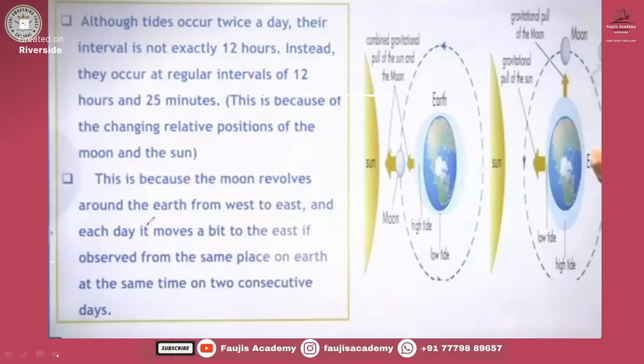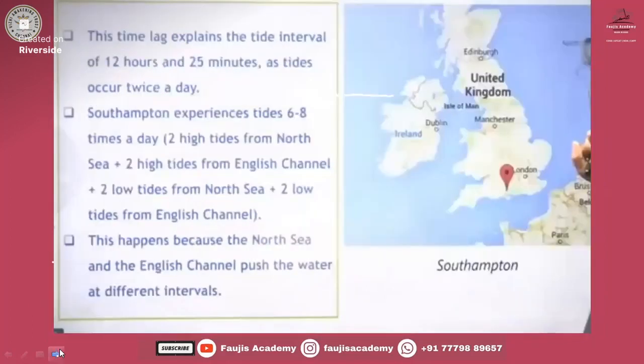This is because the moon revolves around the earth from west to east, and each day it moves a bit to the east. If observed from the same place on earth at the same time on two consecutive days, you can easily find out that the moon is moving towards the east.